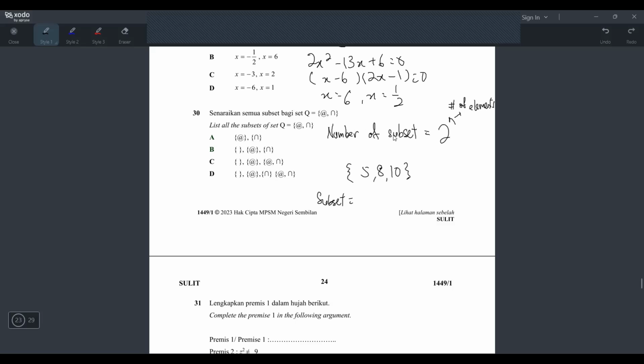Let's use this formula. Number of subsets is 2 power n. N is 3, because the number of elements is 3. So what is 2 power 3? If you press the calculator, you get 8. It means if I list down the subsets, there should be 8 subsets. So let's learn how to list down subsets.